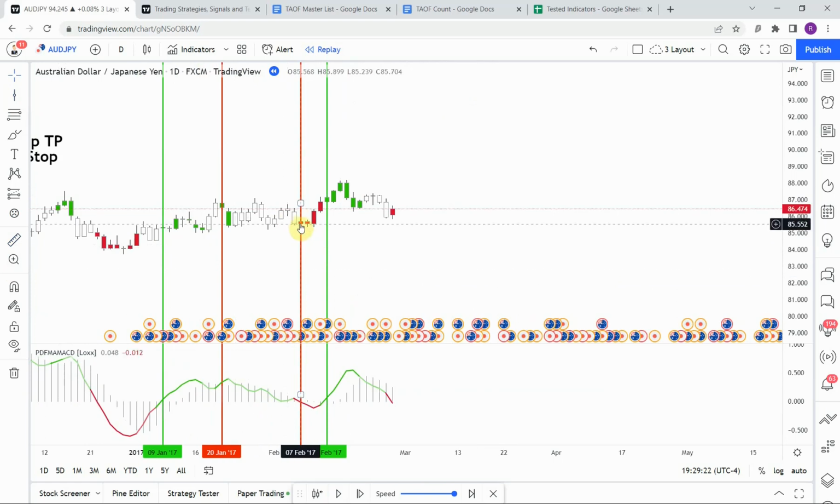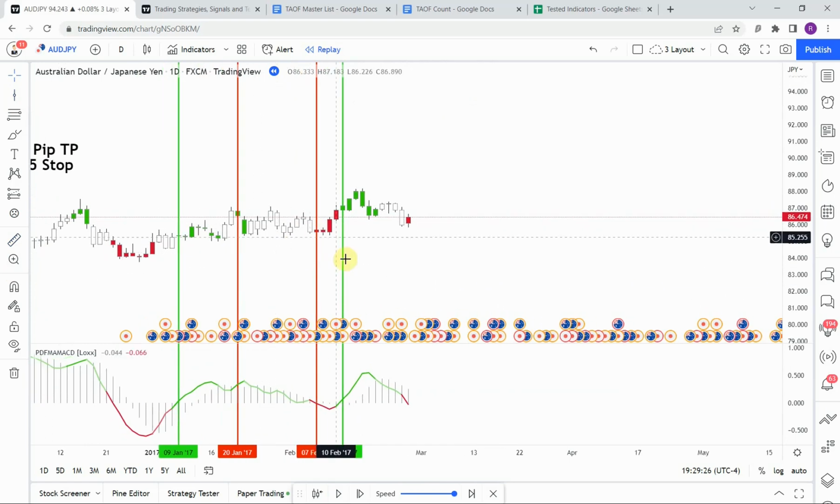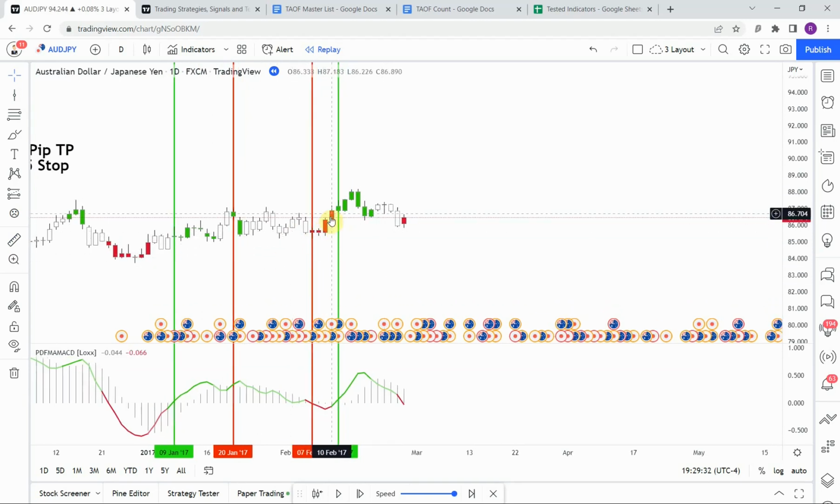All right, we then pick up our first short right here on this. You can see that we get those red candles that we're looking for. We get a little bit of consolidation, then a spike to the upside, which does stop us out of that short. But then we pick up a long right here.